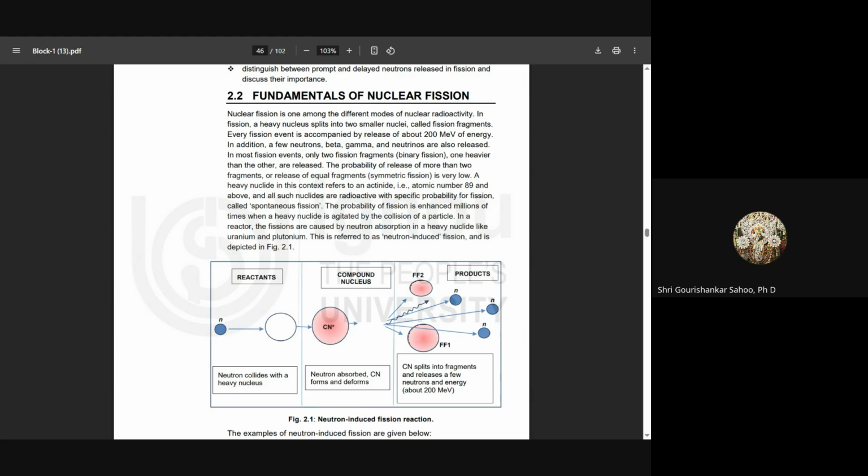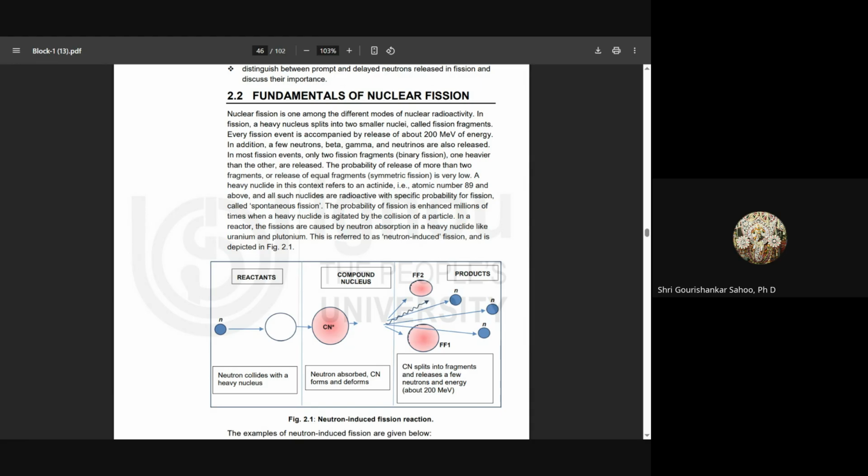A heavy nuclide in this context refers to an actinide, that is atomic number 89 and above. Lanthanides and actinides are placed in the lower side of your periodic table. I am referring to actinides, atomic number 89 and above. And all such nuclides are radioactive with a specific probability for fission, and this is called spontaneous fission.